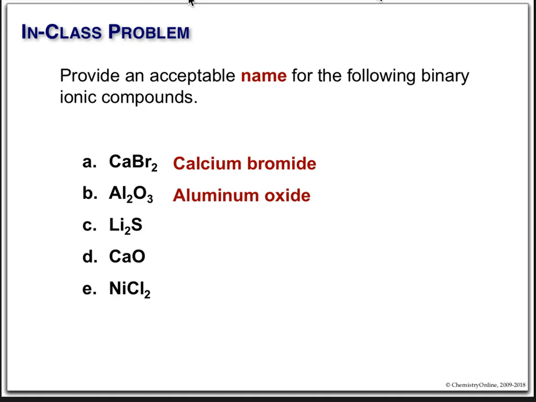Li is lithium. That's our first word. This is sulfur. Our root is sulf, and this is sulfide. Calcium again. Oxygen again. Oxygen, we said, was simply oxide. And finally, this is nickel, isn't it? This is chlorine, so just like we saw before, this is going to be chloride.